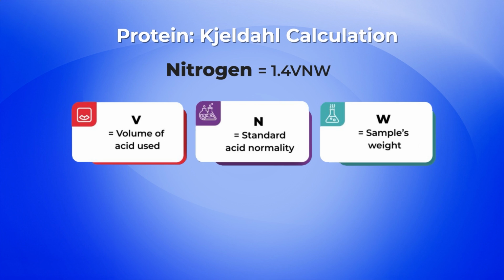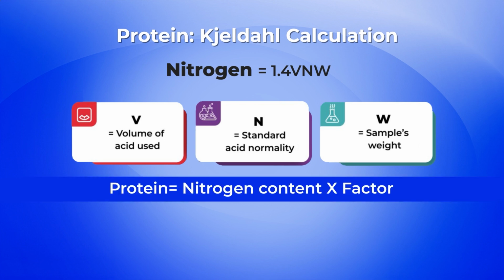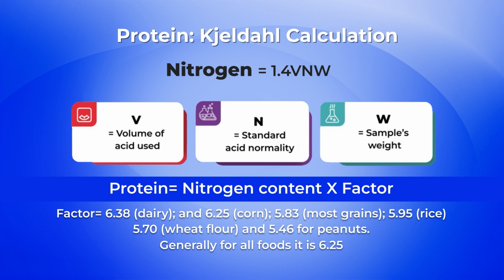The next step is, how do we know protein from nitrogen? For protein from nitrogen, we multiply the nitrogen content by a factor. That factor will be different from food to food. For example, in the case of dairy products, the factor is 6.38. In the case of corn, it is 6.25. In the case of grains, it is 5.83. In the case of rice, it is 5.95. Wheat flour, it is 5.70. And in peanuts, it is 5.46.